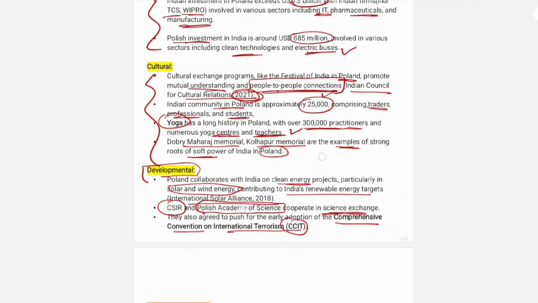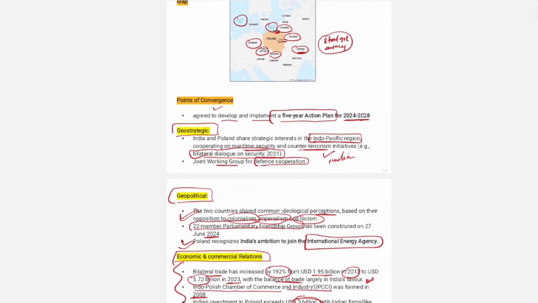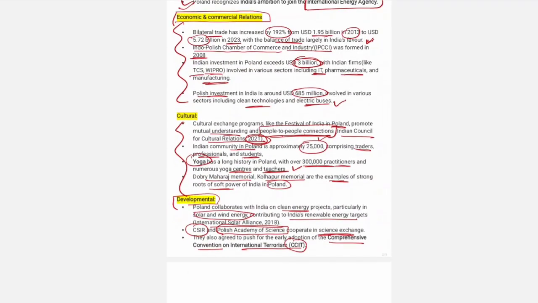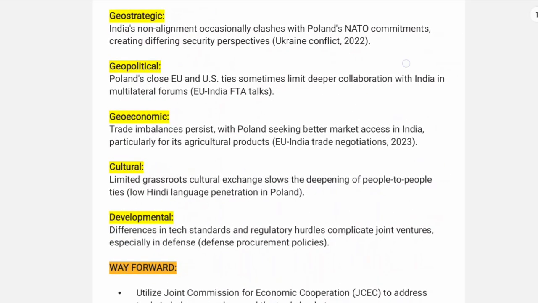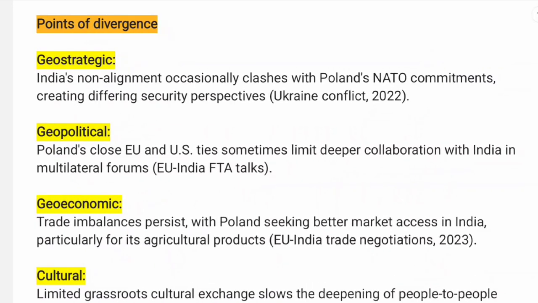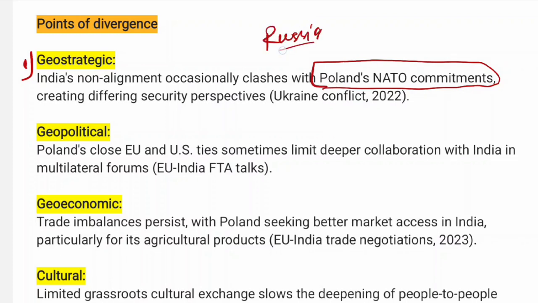These were the points related to the convergence, that is the significance of cooperation between both countries. However, there are some points of divergence, or issues and challenges, between the two countries. First is geostrategic. India's non-alignment, that is strategic autonomy, occasionally clashes with Poland's NATO commitments. India is a strong partner of Russia, which is against NATO, and Poland is inside NATO, which creates difficulty in building strong bonding.